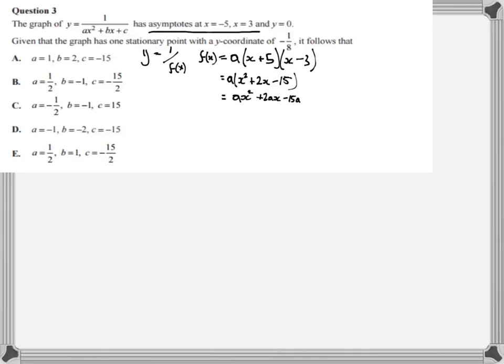Okay? And now we can make some connections. We can see that parameter b is the same as 2 times a, and parameter c is the same as -15 times a. All right? So we'll draw on that information a little later.